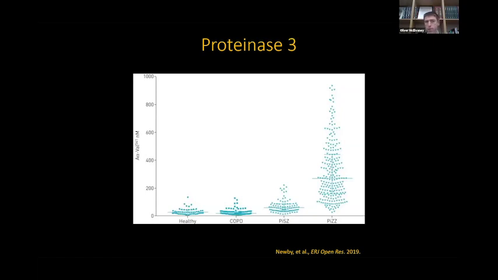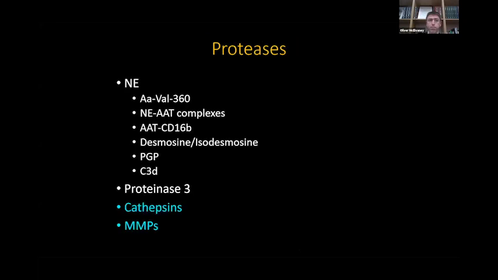And their paper suggests that PR3 is actually more abundant or active than NE in the alpha-1 lung, potentially in certain patient groups anyway. In our group in Dublin, we're finding this is an important protease in cystic fibrosis also. So certainly something worth looking at in alpha-1 too.